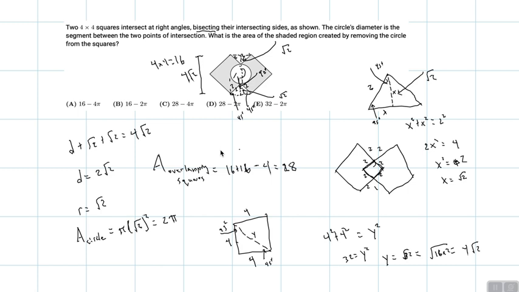And so, as we said, the area of the shaded region is the area of the overlapping squares, which we found is 28, minus the area of the circle, which we just found is 2 pi. And that is what we were looking for. Therefore, the answer is choice D.